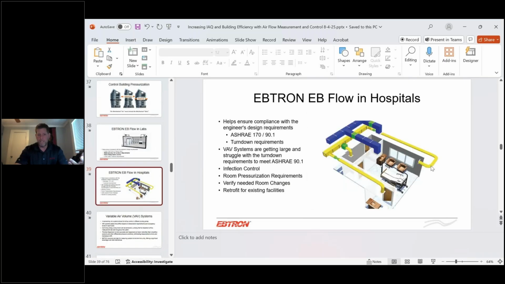Hospital applications, again, you're designing to ASHRAE 170. You have to have so many room air changes per hour. How are you measuring that to make sure you have the proper number of air changes, as well as proper pressurization to ensure that infections don't get into rooms, don't leave rooms, those types of things. By measuring and controlling at your VAV boxes, air terminal units, you can measure and know how many room air changes you have, and you can maintain your proper pressurization.